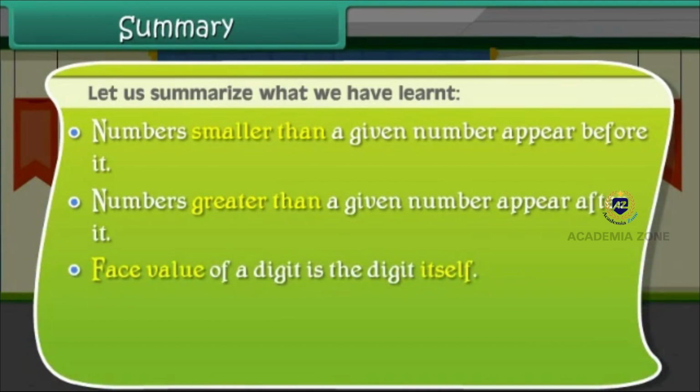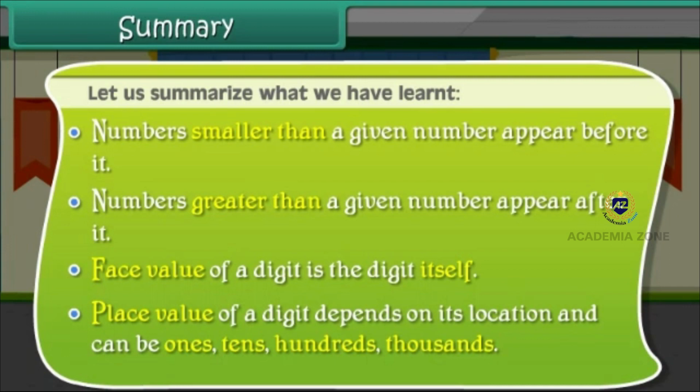Face value of a digit is the digit itself. Place value of a digit depends on its location and can be ones, tens, hundreds and thousands.